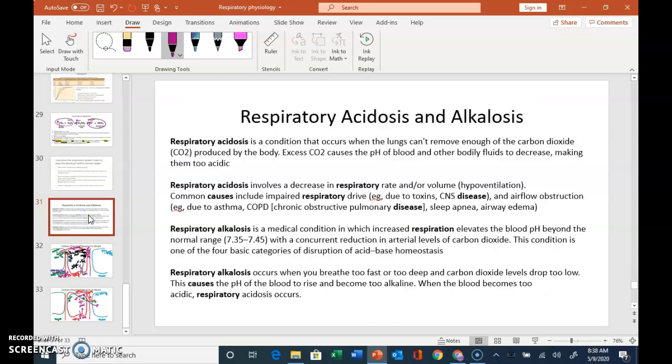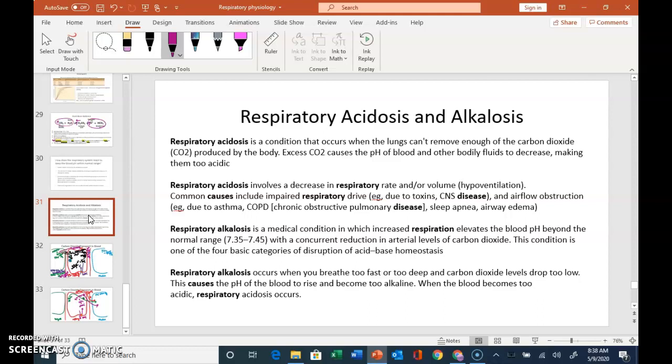All right. So moving on to respiratory acidosis and alkalosis, pretty easy stuff. So I'll just read through the slide. Respiratory acidosis is a condition that occurs when the lung cannot get rid of all the carbon dioxide that is produced. So the excess carbon dioxide builds up in the blood and the blood pH decreases, making pH too acidic. If the range falls below 7.35, you officially have respiratory acidosis.